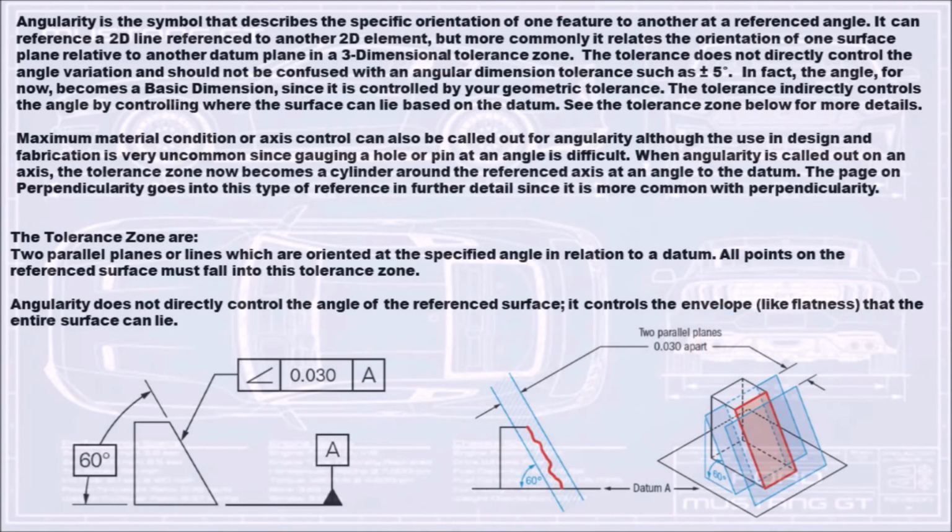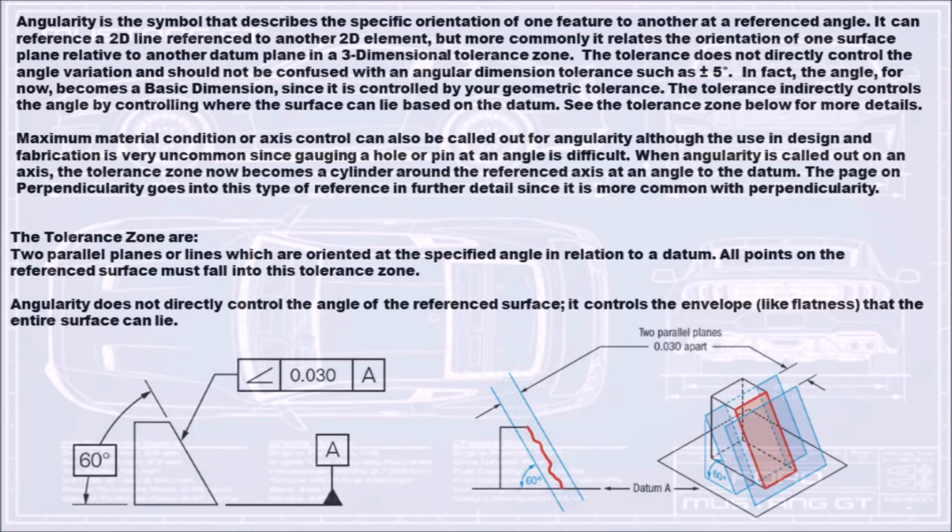Angularity is the symbol that describes the specific orientation of one feature to another at a referenced angle. It can reference a 2D line referenced to another 2D element, but more commonly it relates the orientation of one surface plane relative to another datum plane in a three-dimensional tolerance zone. The tolerance does not directly control the angle variation and should not be confused with an angular dimension tolerance such as plus or minus 5 degrees.